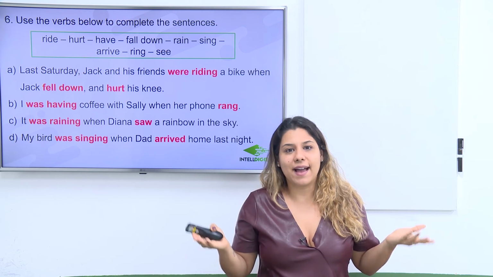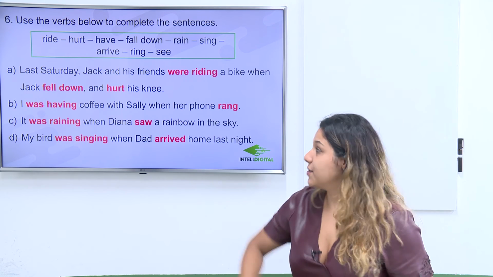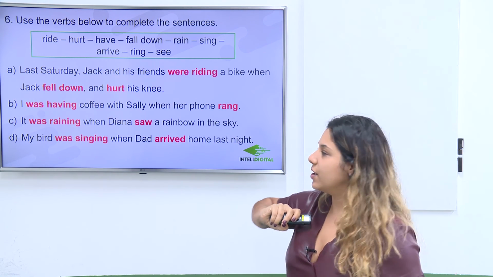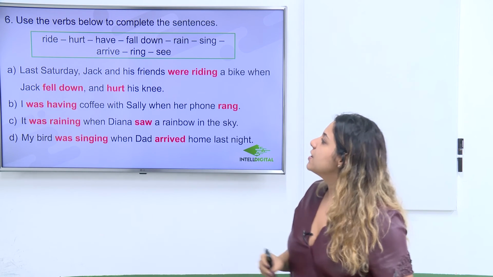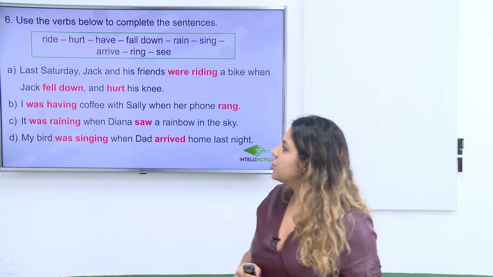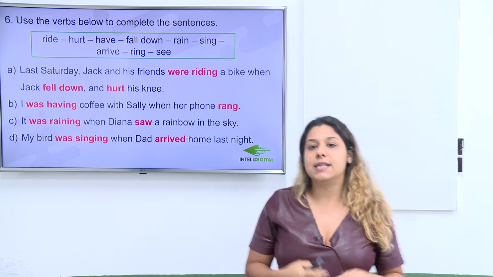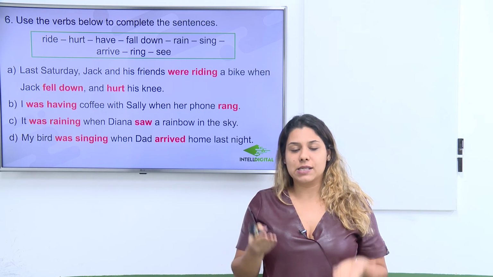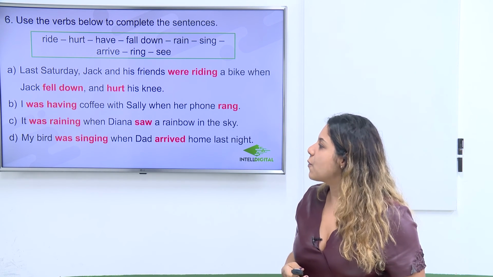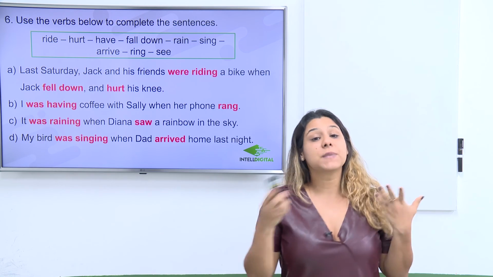Okay, so we're back, okay? Let's see the answers. So see if you were great in your answers. Last Saturday, Jack and his friends were riding a bike when Jack fell down and hurt his knee. Então, eu tenho essa relação de interrupção. B, I was having coffee with Sally when her phone rang.